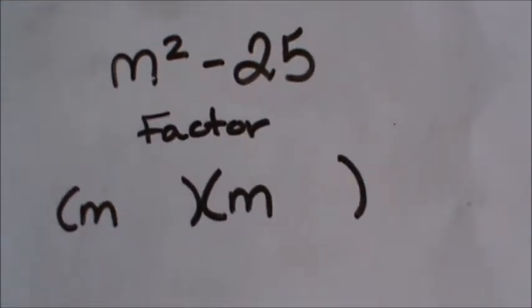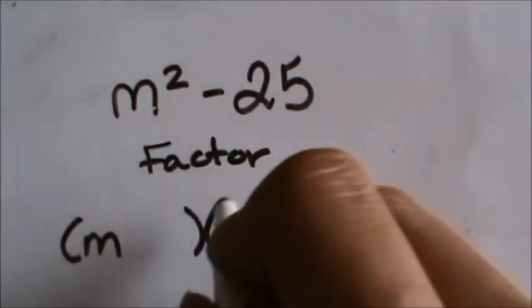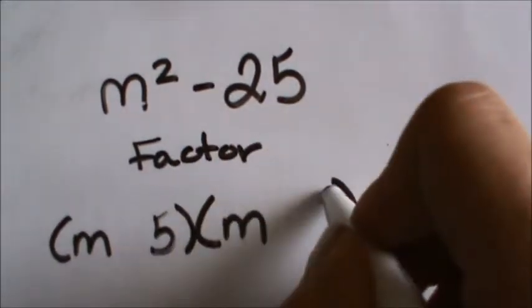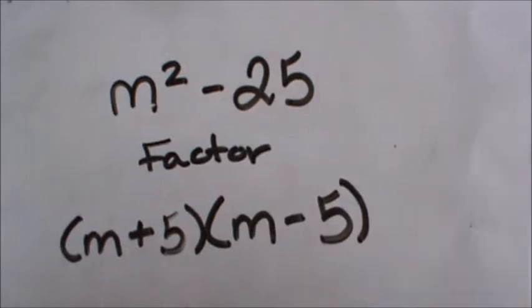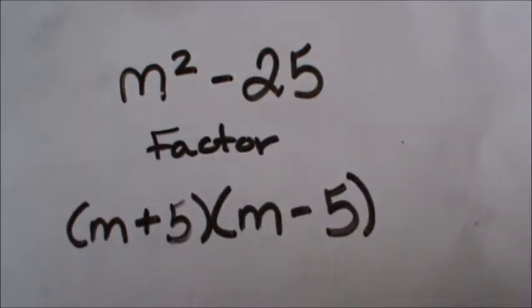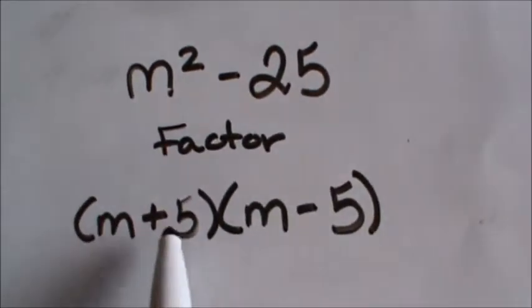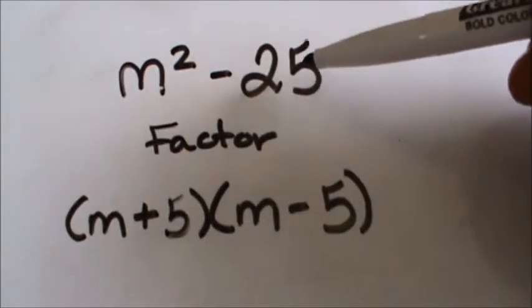This is the difference of perfect squares. So if I'm missing that middle term, I know these two have to be the same number as well. Only one is separated by an addition sign, and one is separated by the subtraction sign. If I multiply this out, I will get this.